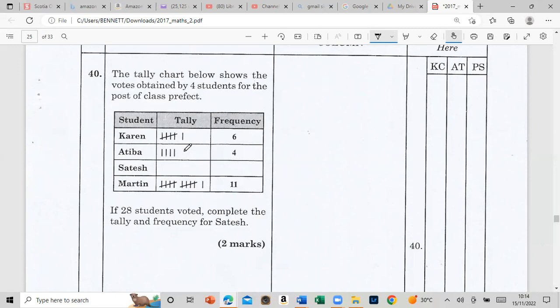Alright, so we have to complete the tally. We'll find the frequency first. So the total frequency is 28. So let's see, 6 and 4 is 10, 21. So that means 7 persons voted. So the total is 1, 2, 3, 4, 1, 2, 3. Right, so that will be it. And then for this part, check if it comes to 6 and 14 and 20.